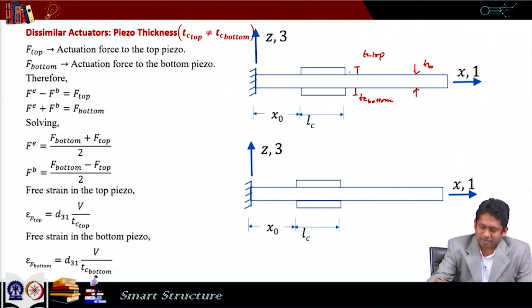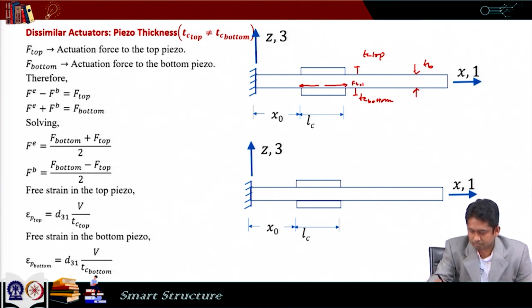Now, here we are actuating them using the same voltage V. As we have seen, even though the voltage is the same, because the thicknesses are different, the actuation force can be different. So, say the actuation force at the bottom is F bottom, and at the top is F top.